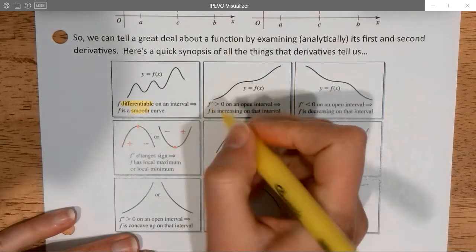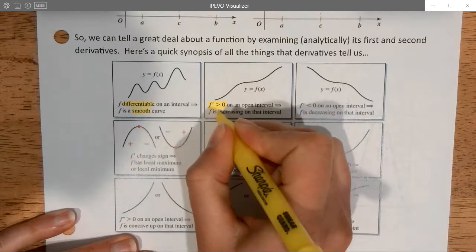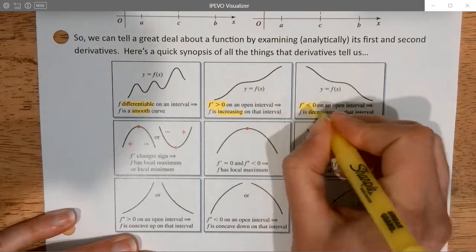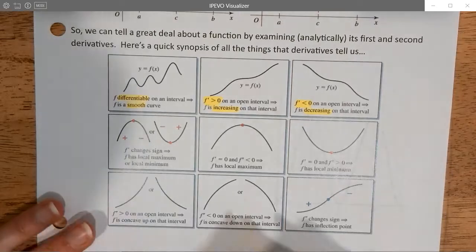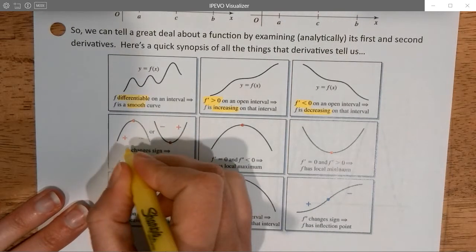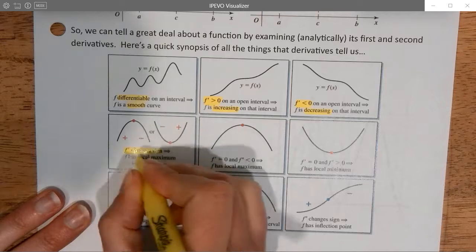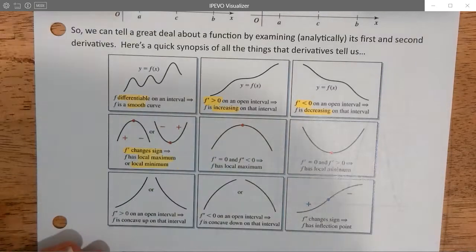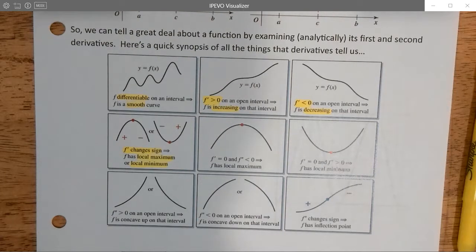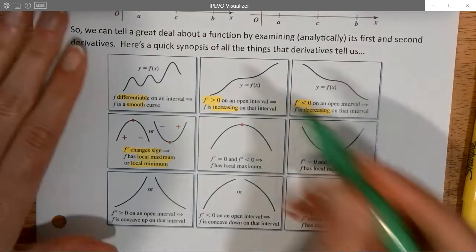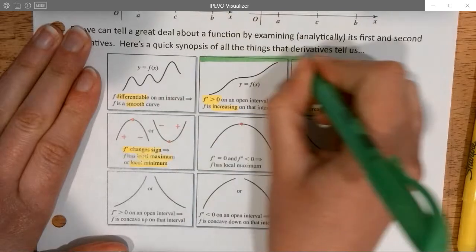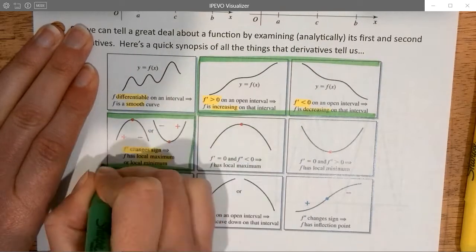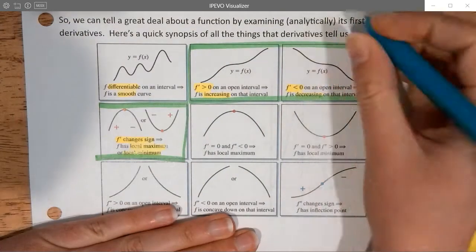If the first derivative is greater than 0, then your function's increasing on the interval. If your first derivative is less than 0, then your function's decreasing on the interval. If f prime changes sign, so it changes from increasing to decreasing, that's going to be one of your two extrema, depending on how the sign changes. It's either a local max or a local min. Okay? So these three boxes deal with the first derivative test. So I'm going to label those three.